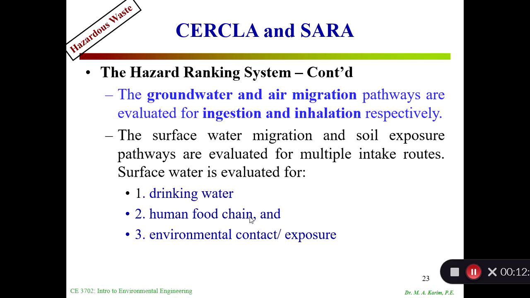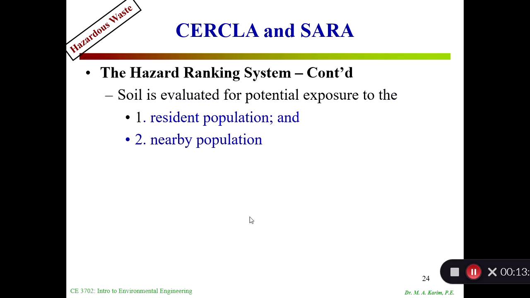The groundwater and air migration pathways are evaluated for ingestion and inhalation, respectively. The surface water migration and soil exposure pathways are evaluated for multiple intake routes. The surface water is evaluated for drinking water, human food chain, and environmental contact or exposure. Whereas the soil is evaluated for potential exposure to the resident population and the nearby population.